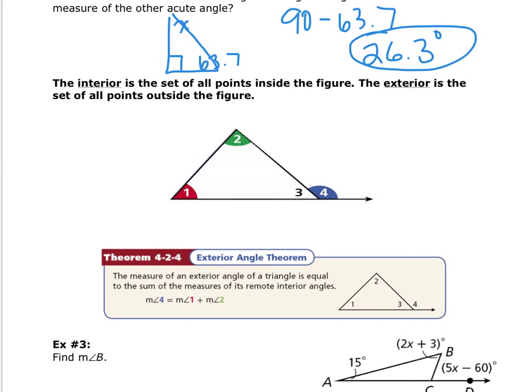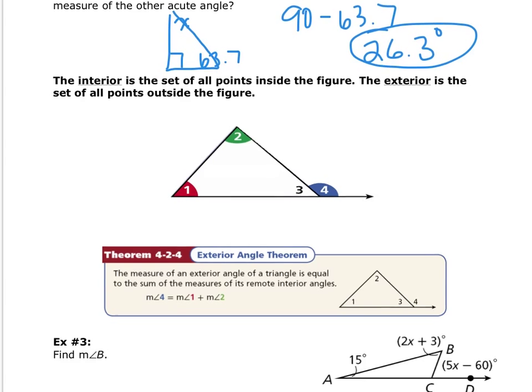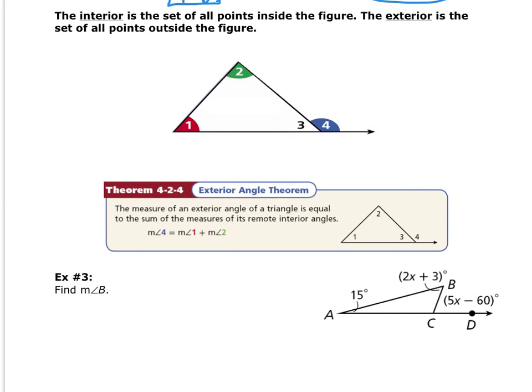Okay, moving on to exterior. So this says here that the interior is the set of all points inside the figure. So angle 1, angle 2, and angle 3 are on the interior. The exterior is the set of all points outside the figure. So if I were to extend out one of my sides, I would create another angle, and we would call that an exterior angle. So we do have a theorem that goes with that exterior angle.